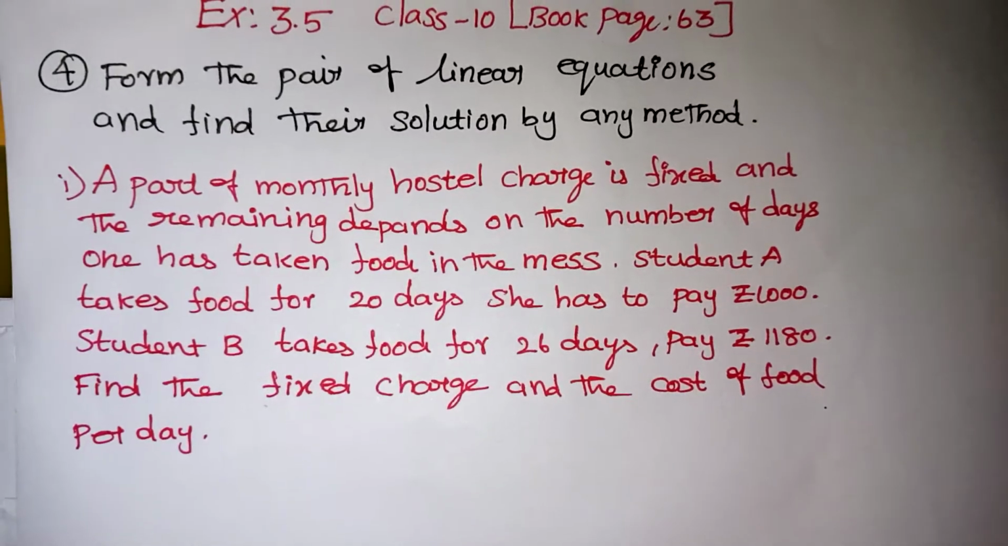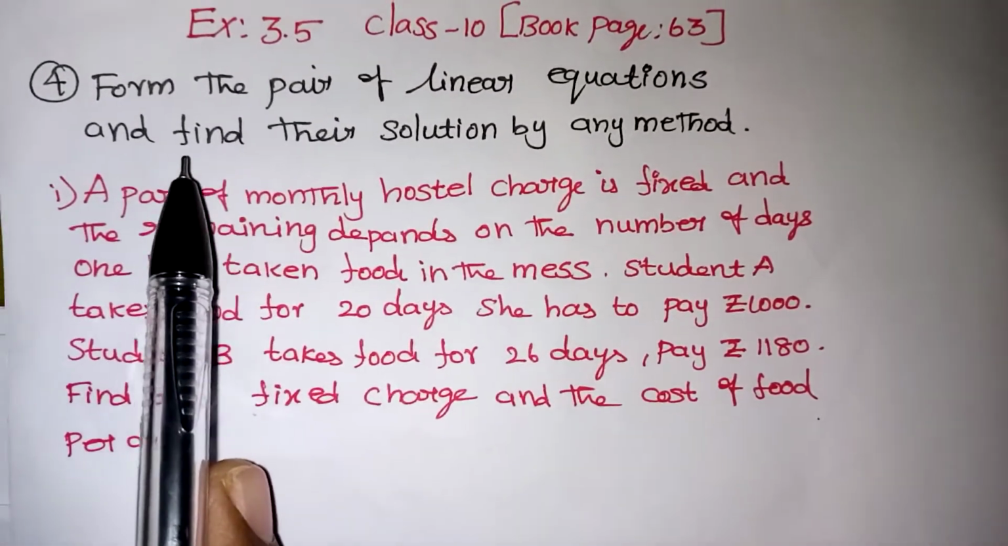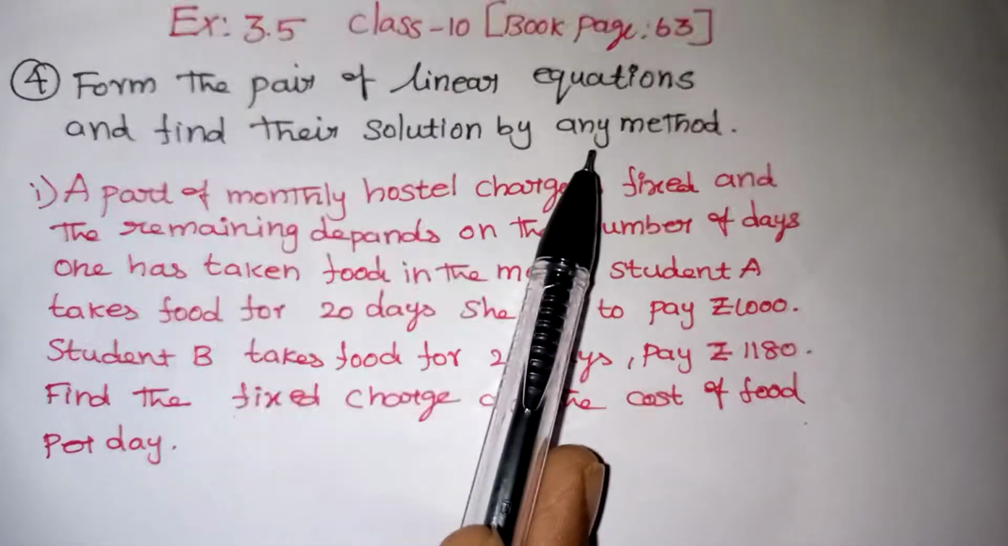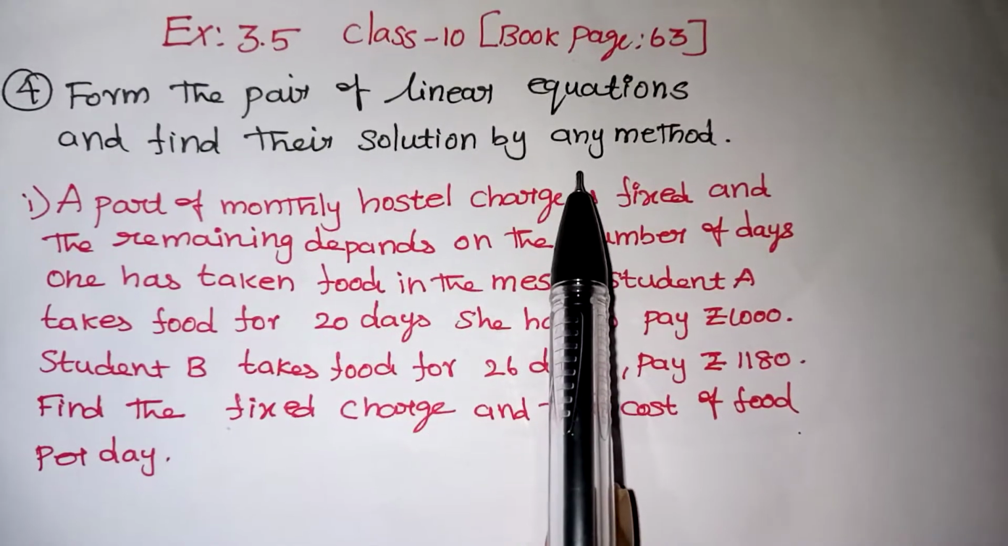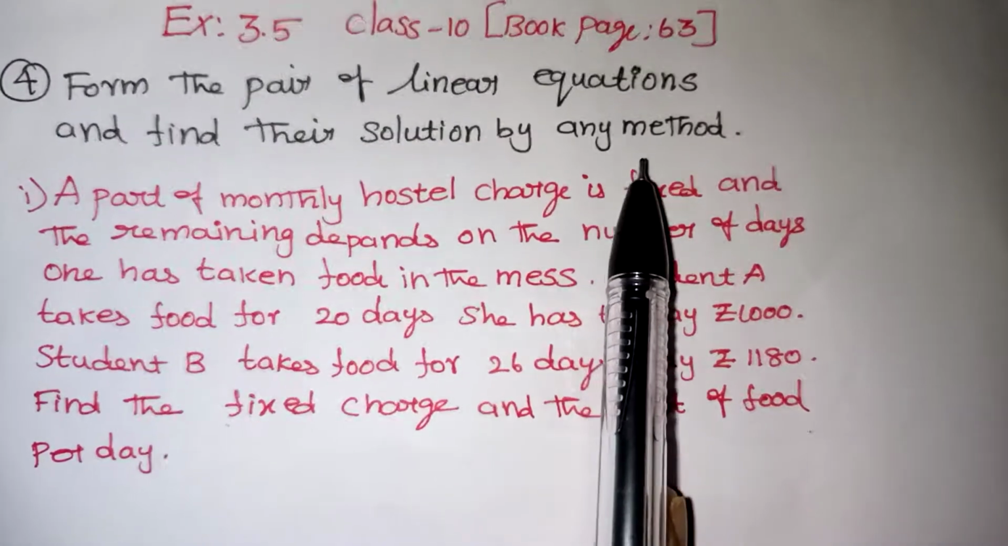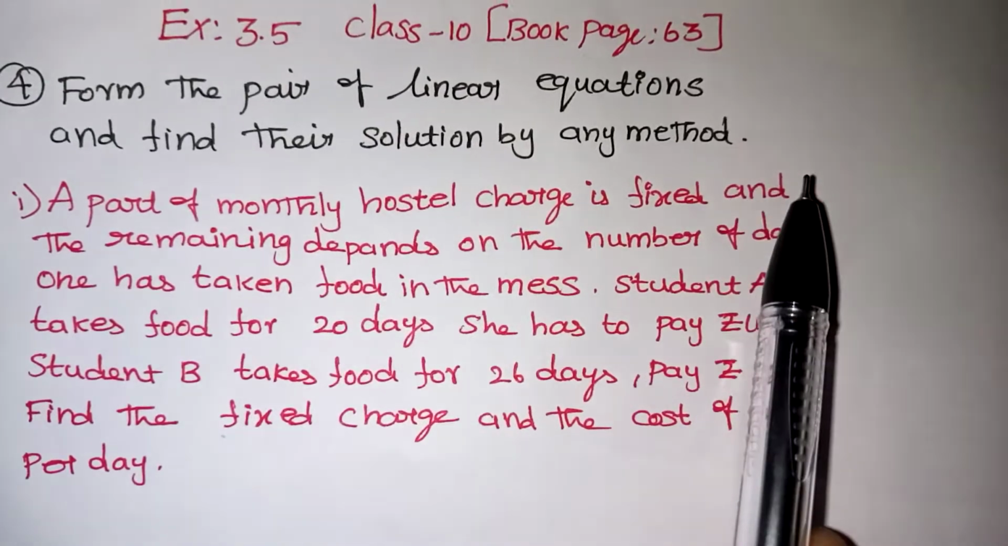Hi students, in this video we are going to learn question number 4 from 3.5. Form the pair of linear equations and find their solution by any method. Any method in the sense it can be a substitution method or elimination method, or it can be a cross multiplication method, which you feel comfortable you can use it.